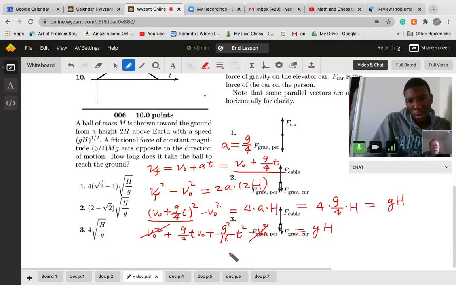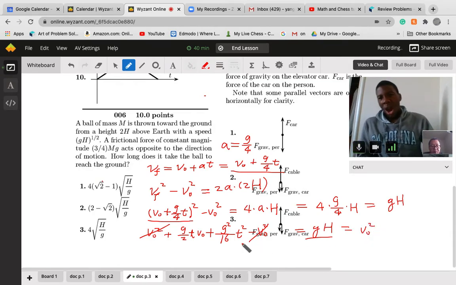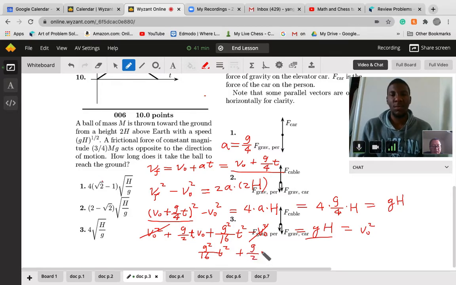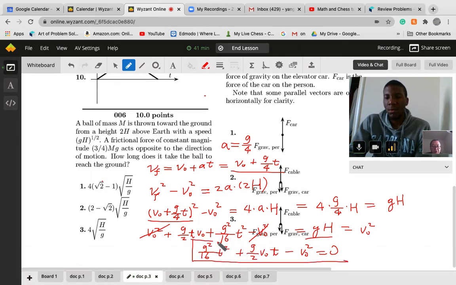Now let's plug in V0. Actually, we can still keep V0, then make this equal V0 squared, right? So this equation we can simplify like this: g squared over 16 times T squared, plus g over 2 times V0 times T, then minus V0 squared, equals 0. This is the equation we are trying to solve.